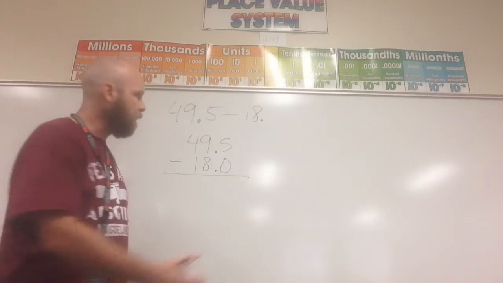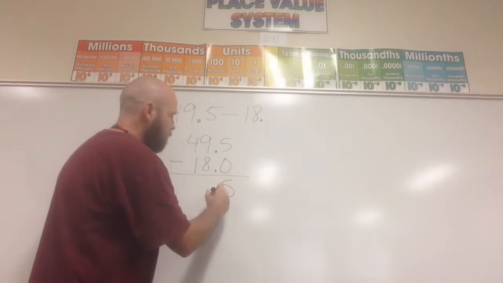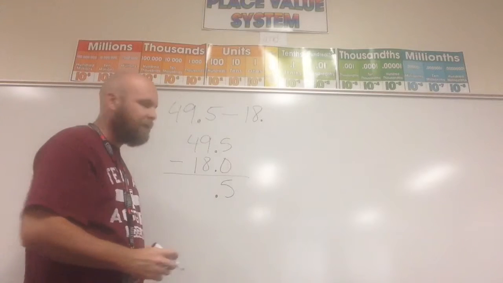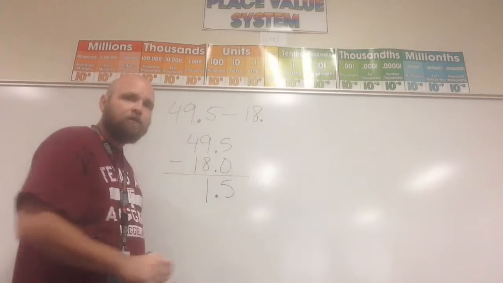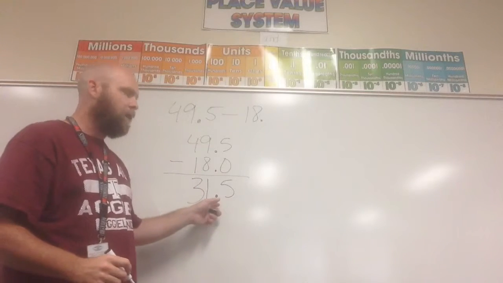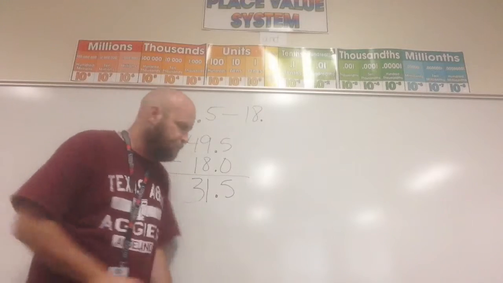Then we do it the same way. 5 subtract 0 is 5. Bring my decimal point straight down. 9 subtract 8 is 1. 4 subtract 1 is 3. And we end up with 31 and 5/10. Let's look at one addition one.